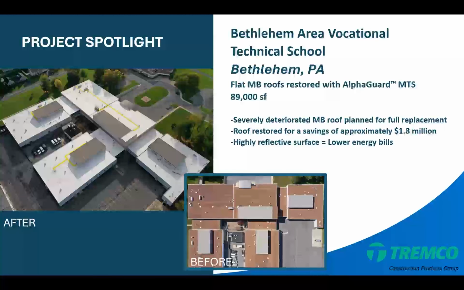Bethlehem Area Vocational Technical School. These were flat MB or modified roof systems that were restored. These were severely deteriorated MB systems that they were planning on fully replacing. Here again, the roof was restored for a savings of approximately $1.8 million. Again, a highly reflective surface can lower energy bills, and you can see the yellow walkways, so there are some other safety aspects that were incorporated into this system as well.